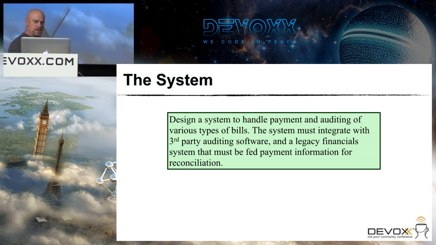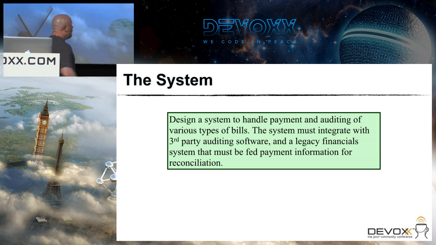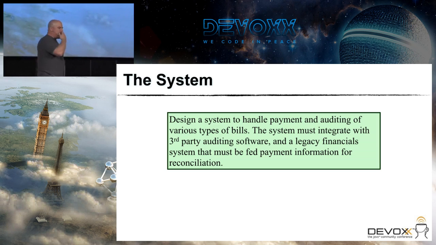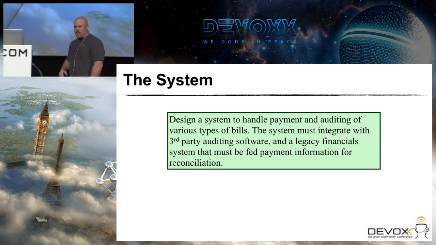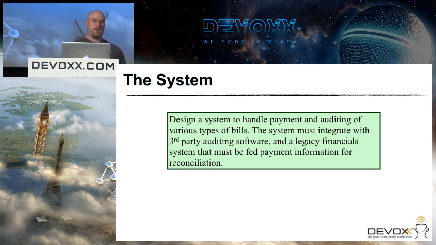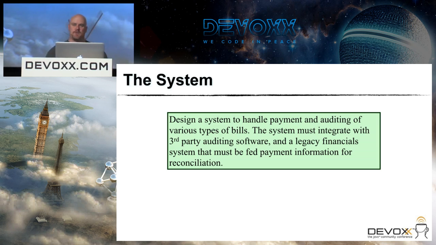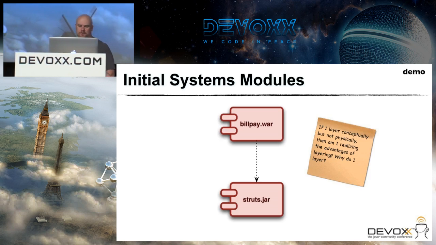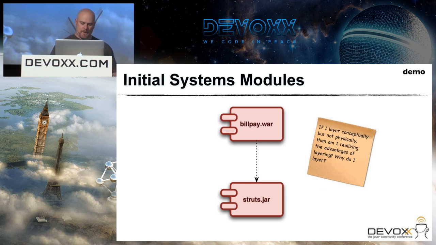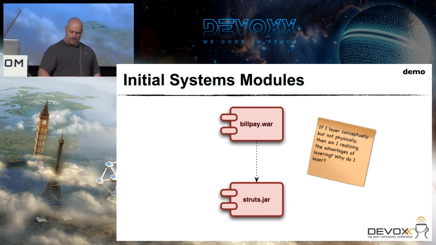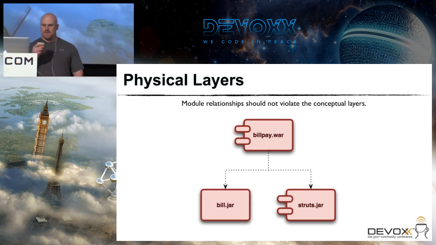And as I mentioned, this is a system for paying bills. The real-world variant of this system had to integrate with some third-party auditing software and a legacy financial system that was written using COBOL and CICS, which, as Java developers, we know is a joy to work with. So this was a relatively typical large enterprise software system with the typical complexities that we might face.